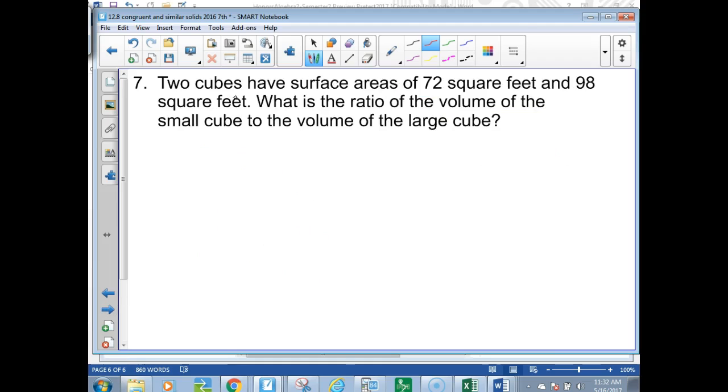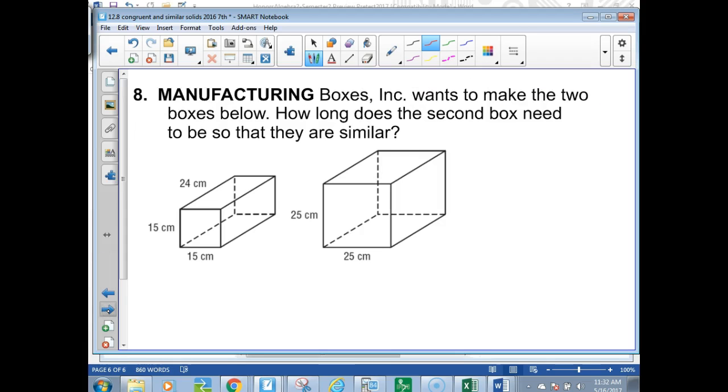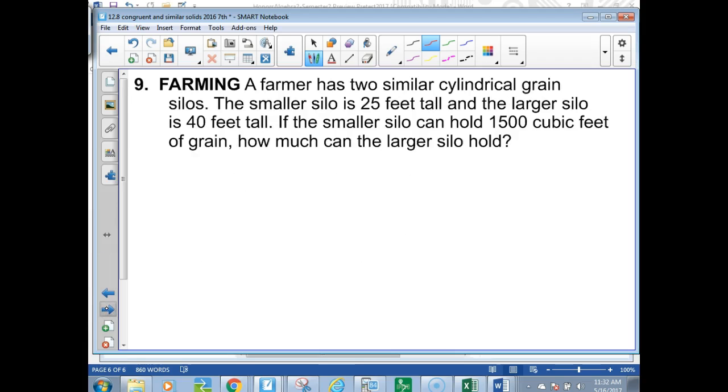All right, now here's the one starting with areas. Two cubes have areas of 72 and 98. Do you have this one? What numbers? What's your next one?